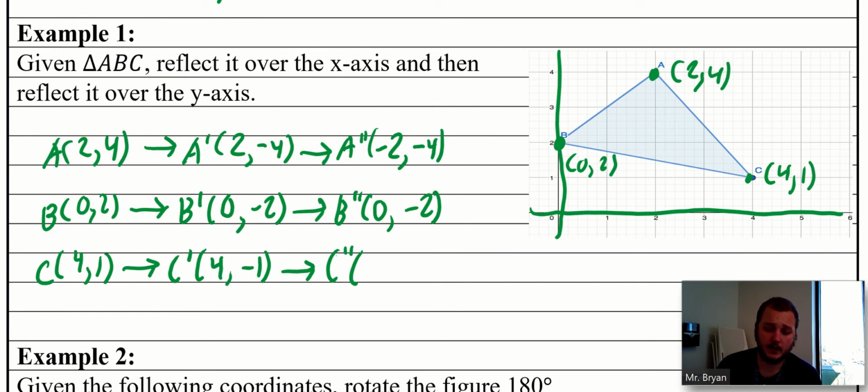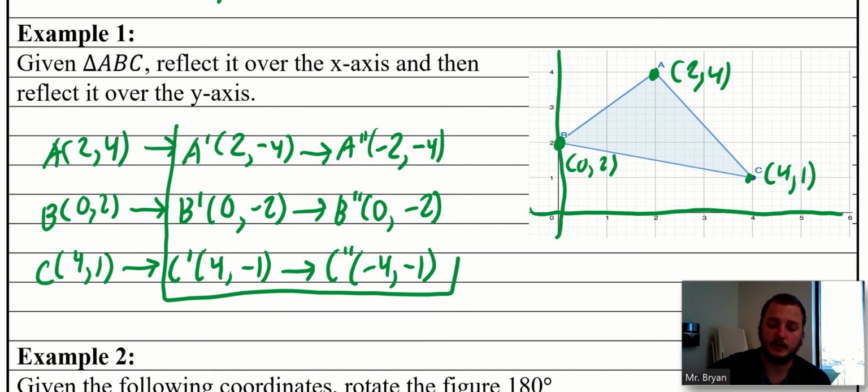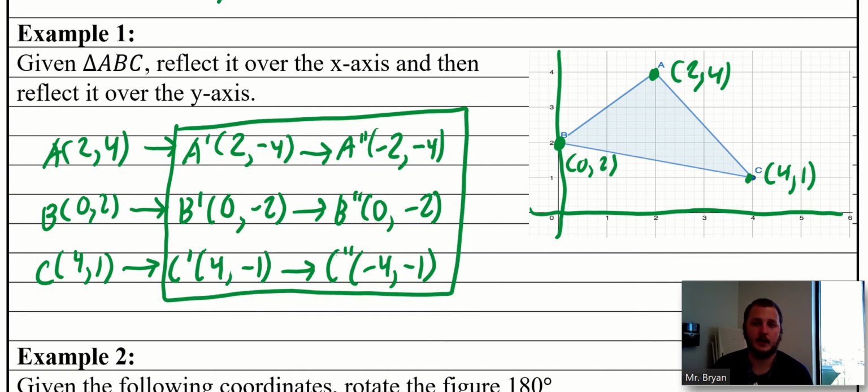And then the final one here, C double prime, we have +4. So if I want to change that, that becomes -4, and then the y-coordinate is going to stay the same. Okay, and these are the sets of coordinates that I'm going to be looking for in our answers here. We might sometimes sketch this out and show where it went when I reflect over the x and then reflect over the y. But like we've said, the coordinates are really what I'm focused on here.